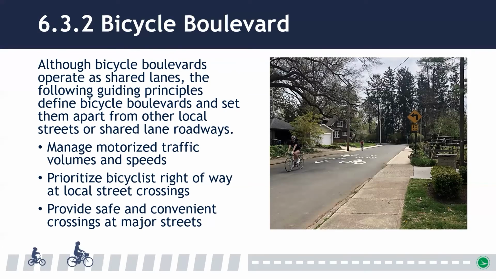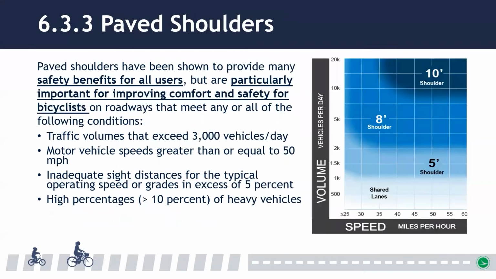Bicycle boulevards are designed very deliberately to manage motorized traffic volumes and speeds, prioritize bicyclist right-of-way at local street crossings, and provide safe and convenient crossings at major streets. The guide provides specific targets for motor vehicle speeds and volumes and how to reach those targets through traffic calming elements. The guide also describes appropriate signing, marking, and crossing treatments that are key for successful bicycle boulevard implementation.